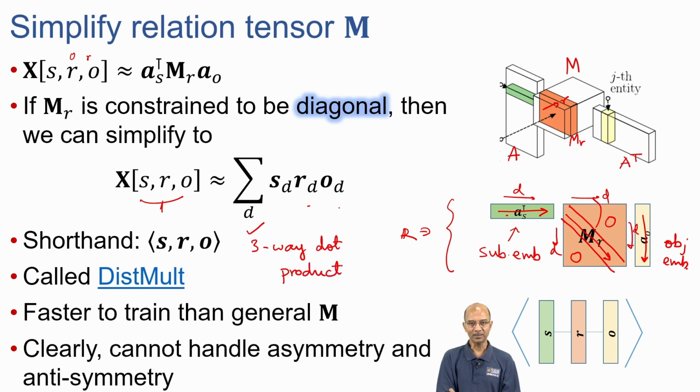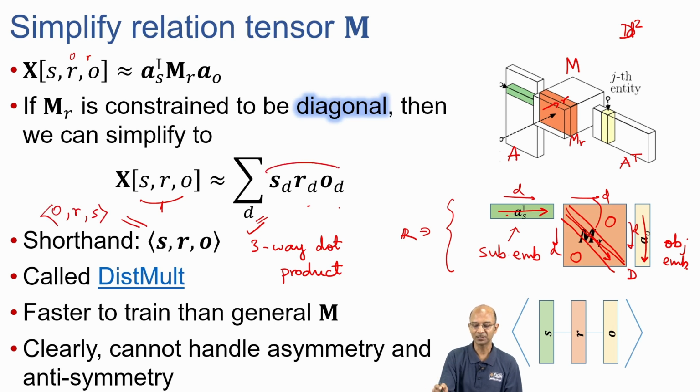This is called DistMult, for multiplicative model over distributed representations. This is of course much faster to train than general M's, because if the general M had capital D squared dimensions, only D of them are non-zero, everything else is 0. So the complexity has decreased quite substantially and the system is easier to train. However, observe that SRO is the same as ORS. It is just a multiplication, which is symmetric. You can reorder these three terms any which way you like. So it clearly cannot handle asymmetric relations and anti-symmetric relations.